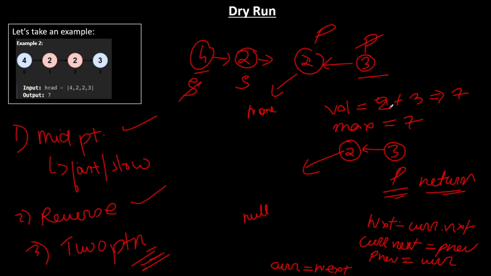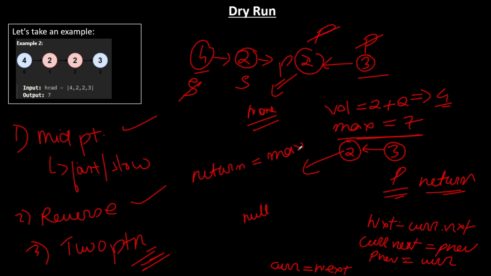Let me write it here. 2 plus 2 is 4. But it is smaller than 7, right? So we cannot change it. So previous comes again here, but it reaches null, so it cannot be iterated more. So we come out of the loop and we return max, which is 7 in this case. So this is the complete dry run.